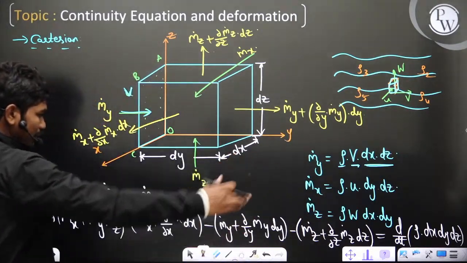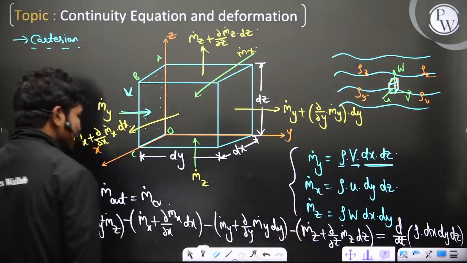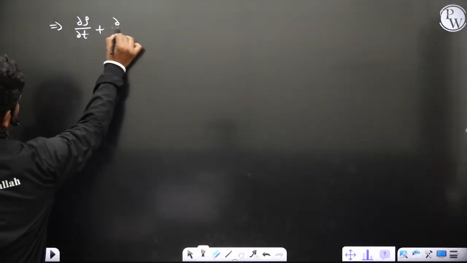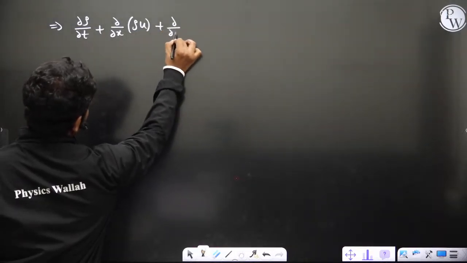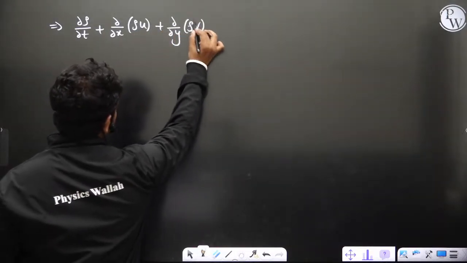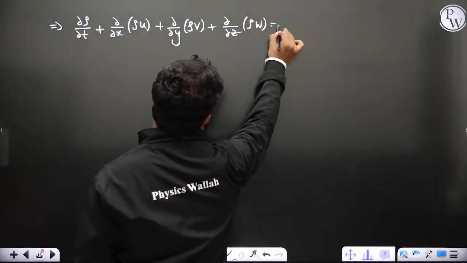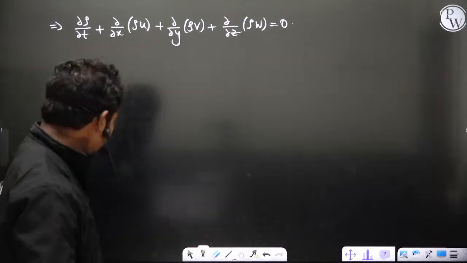You have this complete equation, then in m dot x, m dot y, m dot z, if you replace with these expressions, the final expression you will get is dou rho by dou t plus dou by dou x of rho times u plus dou by dou y of rho times v plus dou by dou z of rho times w is equal to 0. So this is the equation which you will eventually end up with if you just do some simplification.